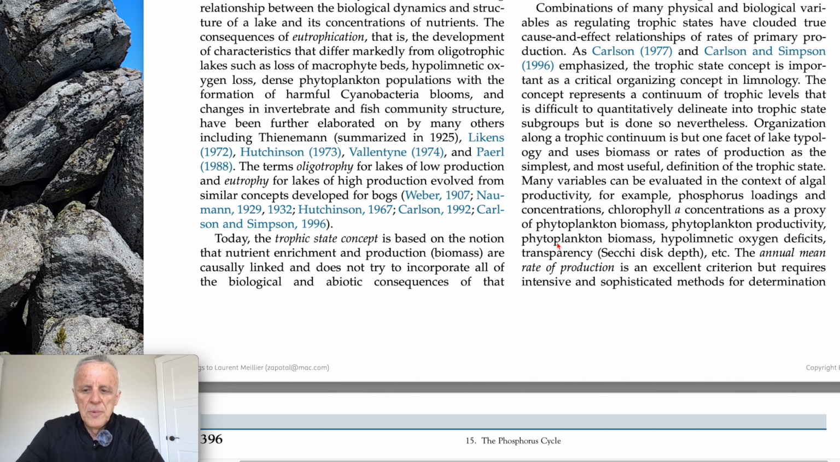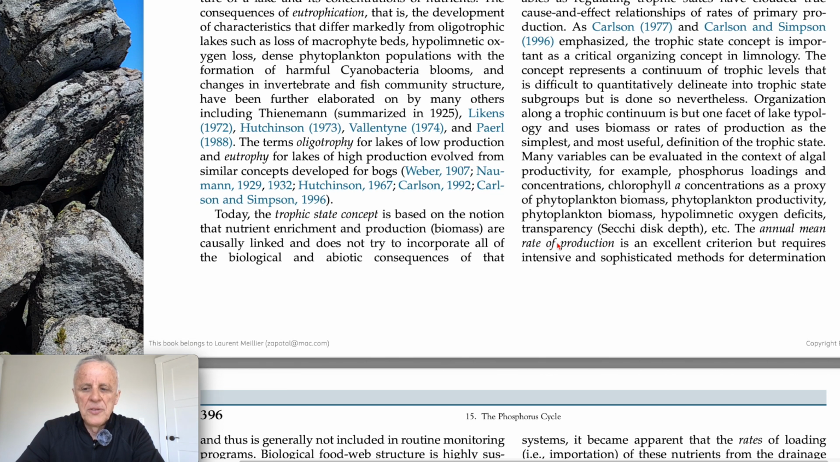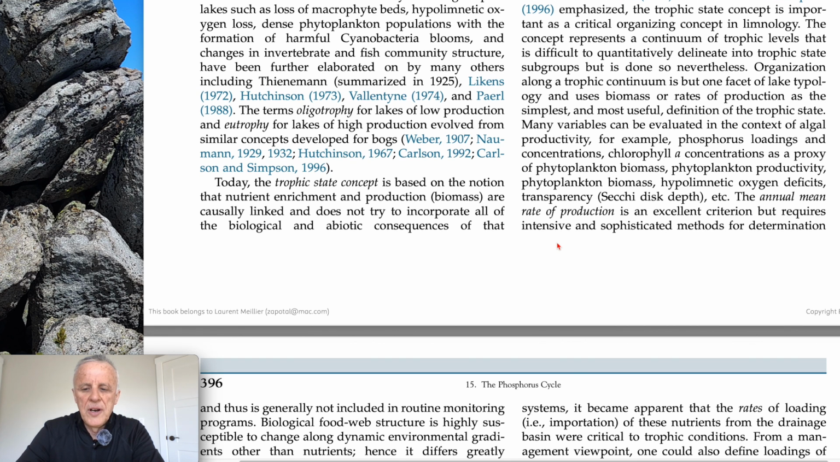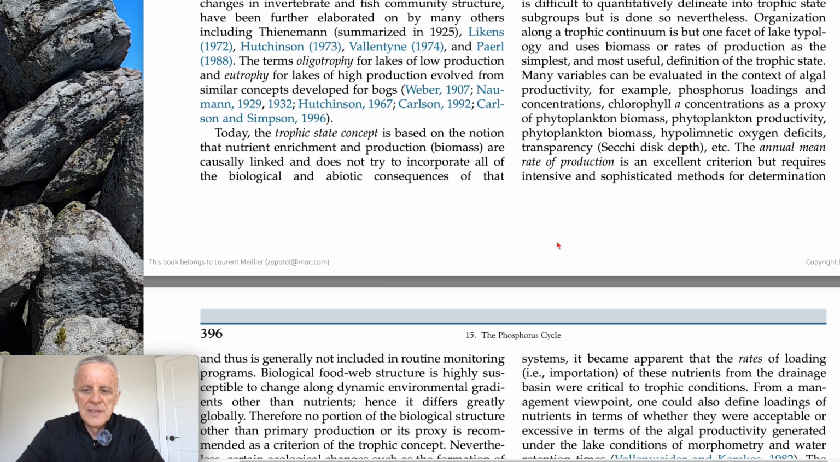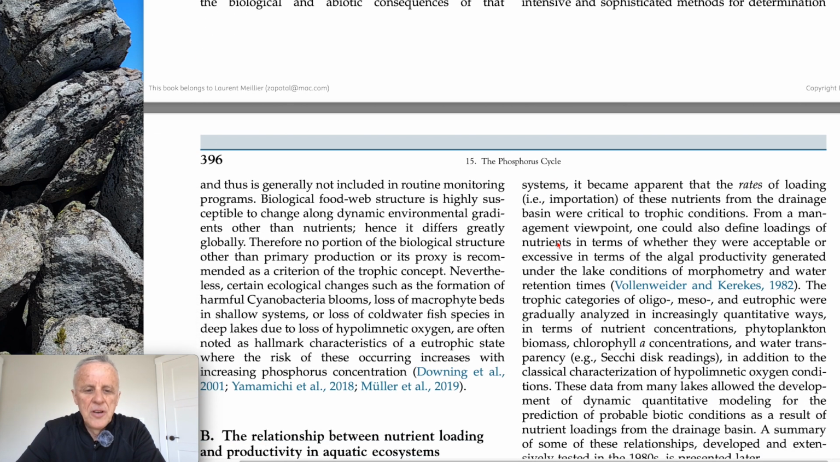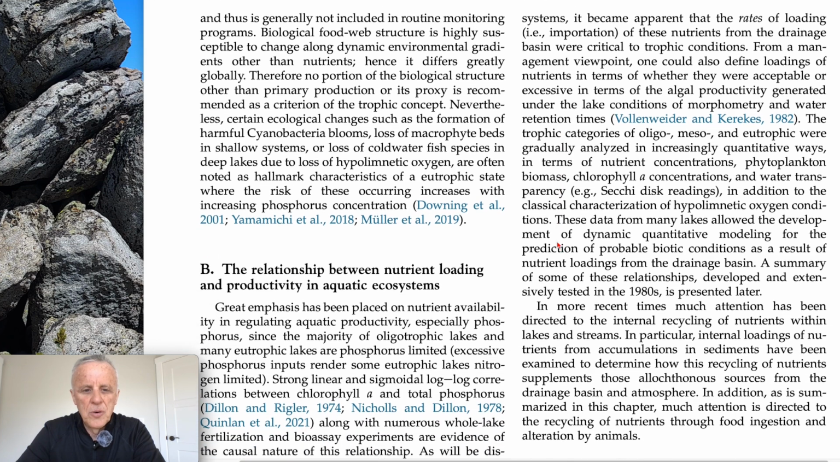Organization along a trophic continuum is but one facet of lake typology and uses biomass or rates of production as the simplest and most useful definition of the trophic state. Many variables can be evaluated in the context of algal productivity, for example, phosphorus loadings and concentrations, chlorophyll A concentrations as a proxy of phytoplankton biomass, phytoplankton productivity, hypolimnetic oxygen deficits, transparency, etc. The annual mean rate of production is an excellent criterion but requires intensive and sophisticated methods for determination, and thus is generally not included in routine monitoring programs.